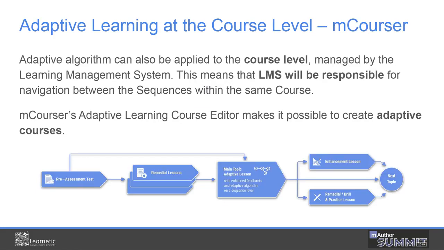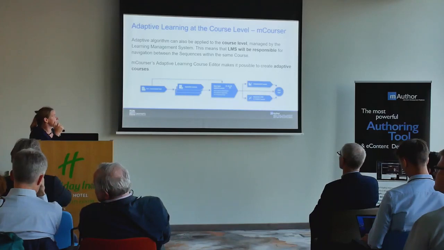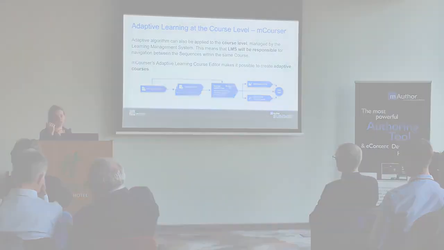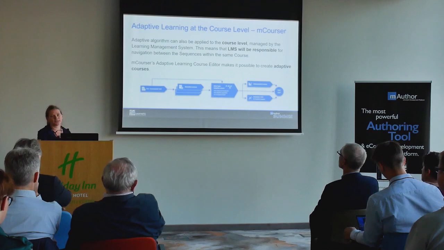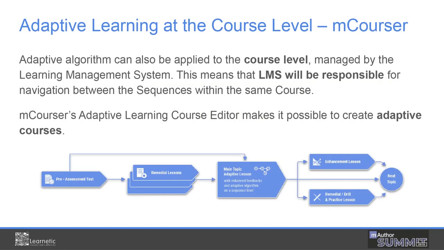And the next level is the course level. As I said, this needs to be done on the LMS level, and mCourser is an LMS which makes it possible to create adaptive courses. So not only adaptivity on the lesson level, but also here. So you can make a pre-assessment test. Then if the student is not doing so well on it, he can go to remedial lessons, and only after them he will see the main topic. Or if he did very well on the assessment test, he will go all this path to the topic level.